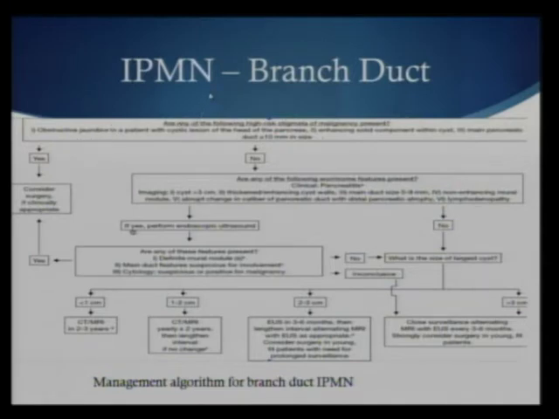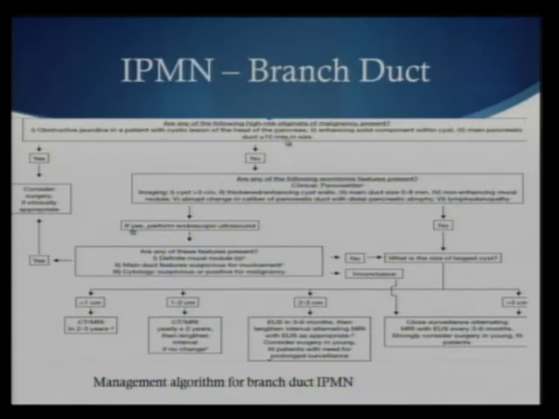So when you have somebody with branch duct IPMN on imaging, what you look for is if the patient has obstructive jaundice with a lesion in the head of the pancreas, or there is an enhancing solid component within the cyst, or if the main pancreatic duct is greater than 1 centimeter in size. These are what they call high-risk stigmata. So if any one of these features is present, the next step is resection. Okay.